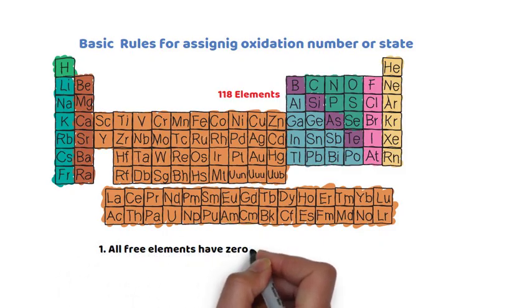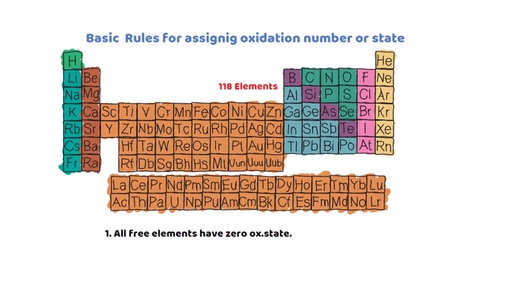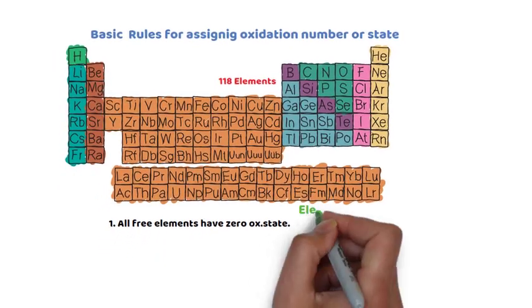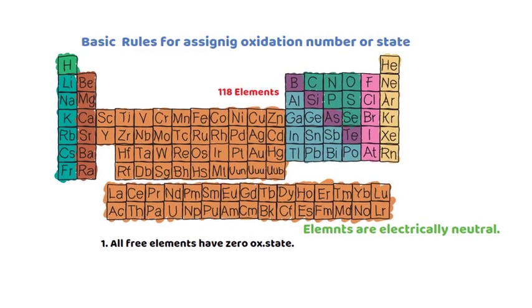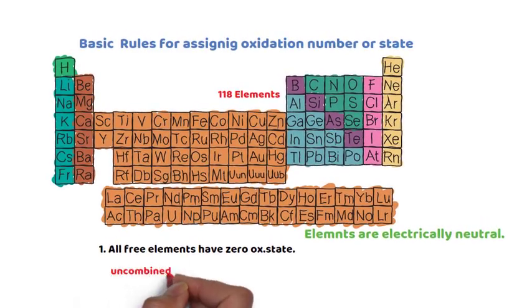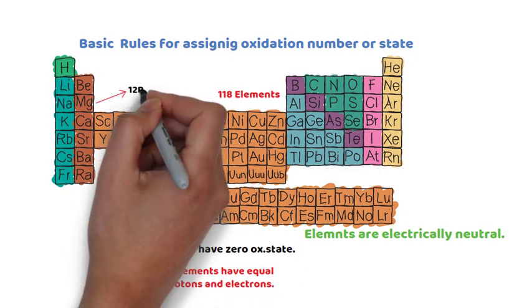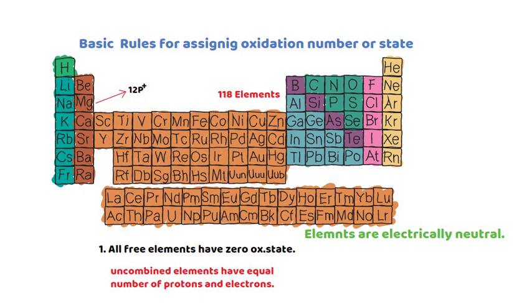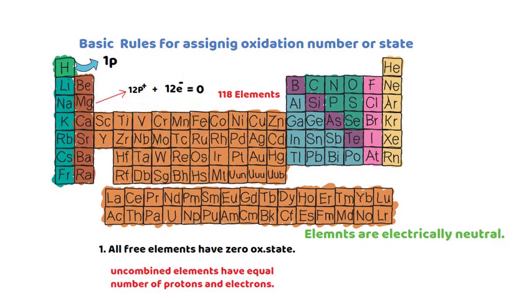All these 118 elements in free states have 0 oxidation state, because all these free elements are electrically neutral. That means they consist of equal number of protons and electrons in an uncombined state or free state. Let me give you different examples. Magnesium is an uncombined element or free element, which consists of equal number of protons and electrons. Therefore, the oxidation number of magnesium is 0.